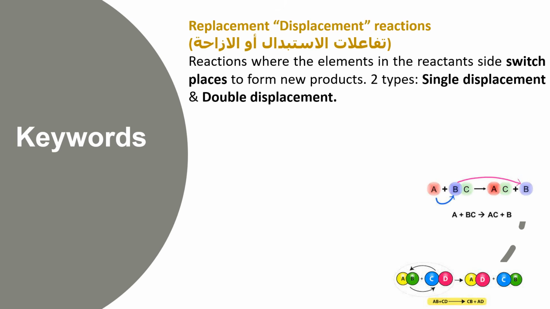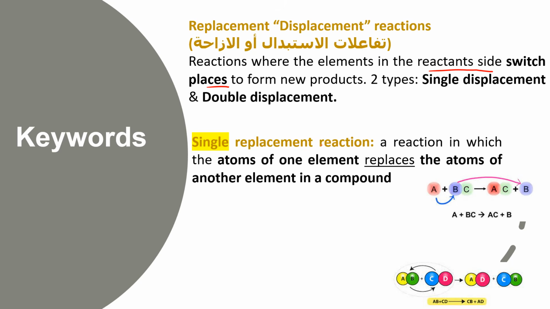So what are replacement reactions in general? Replacement reactions, meaning a certain replacement happens. They are reactions where the elements in the reactant side switch places to form new products. We have single and double. So a single replacement reaction is a reaction in which the atoms of one element replace the atoms of another element in a compound. So you have an element and you have a compound. Look, A here took the place of B and removed it, right? So it's called a single replacement reaction.